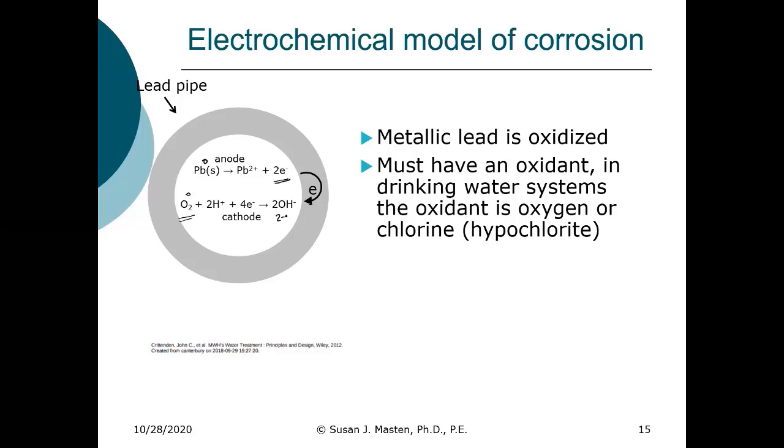The oxidation occurs at the anode. The reduction occurs at the cathode. Both reactions have to occur, and there has to be some transfer of electrons in order for this to occur.